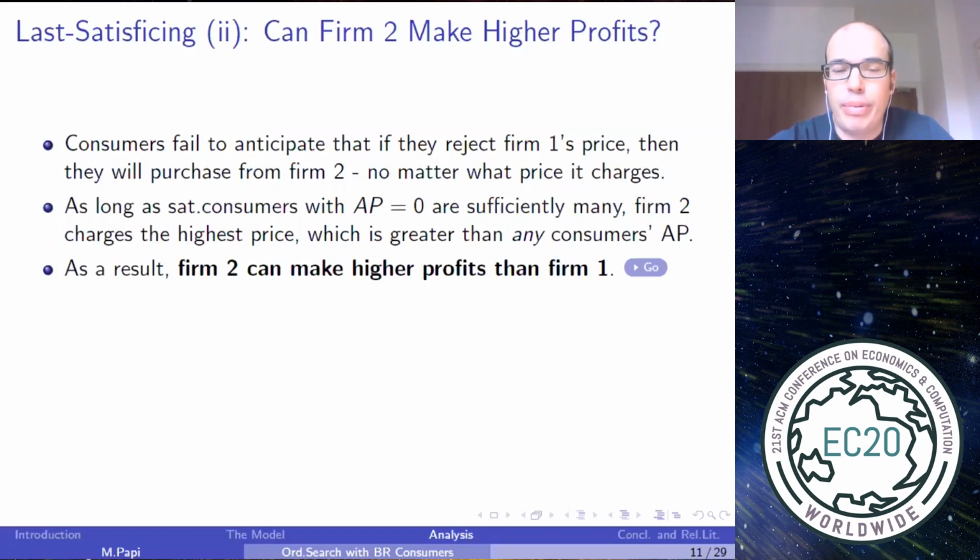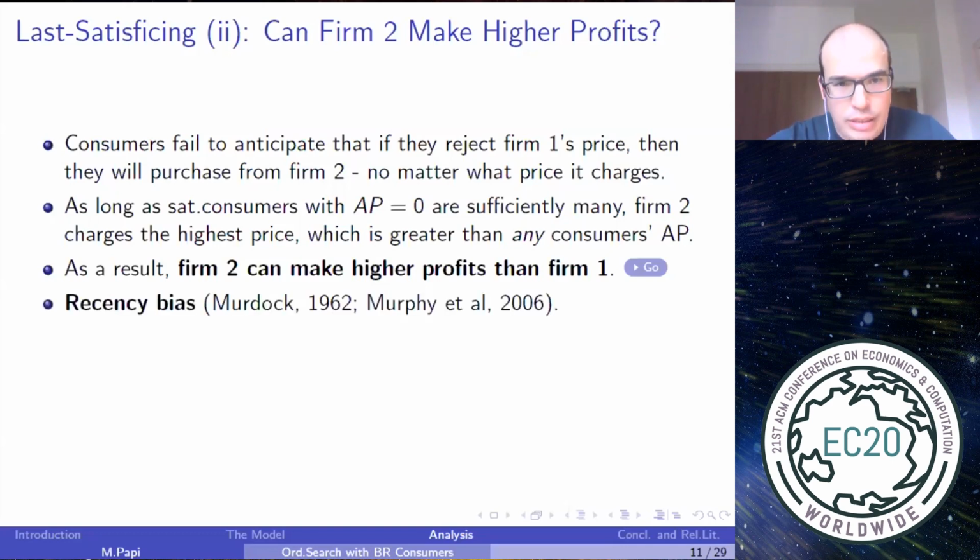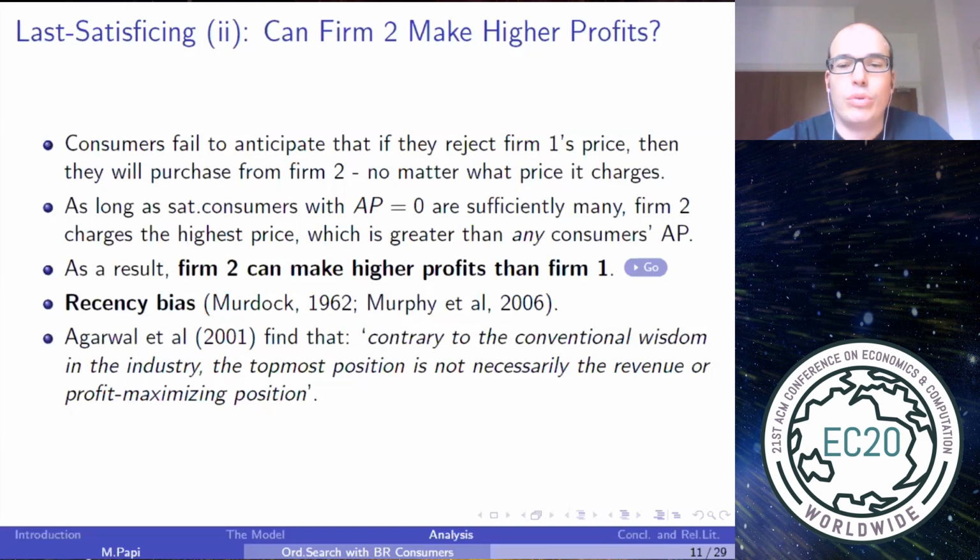This result drastically departs from the standard IO literature on order search, according to which prominence and profits are positively correlated. The result in the last satisficing case is also related to the concept of recency bias, which was originally studied in the field of psychology and more recently has been applied to internet search. Moreover, these results can also help explain well-documented evidence on the relationship between prominence and profits. For example, Agarwal et al. point out that, contrary to the conventional wisdom in the industry, the topmost position is not necessarily the revenue or profit maximizing position.